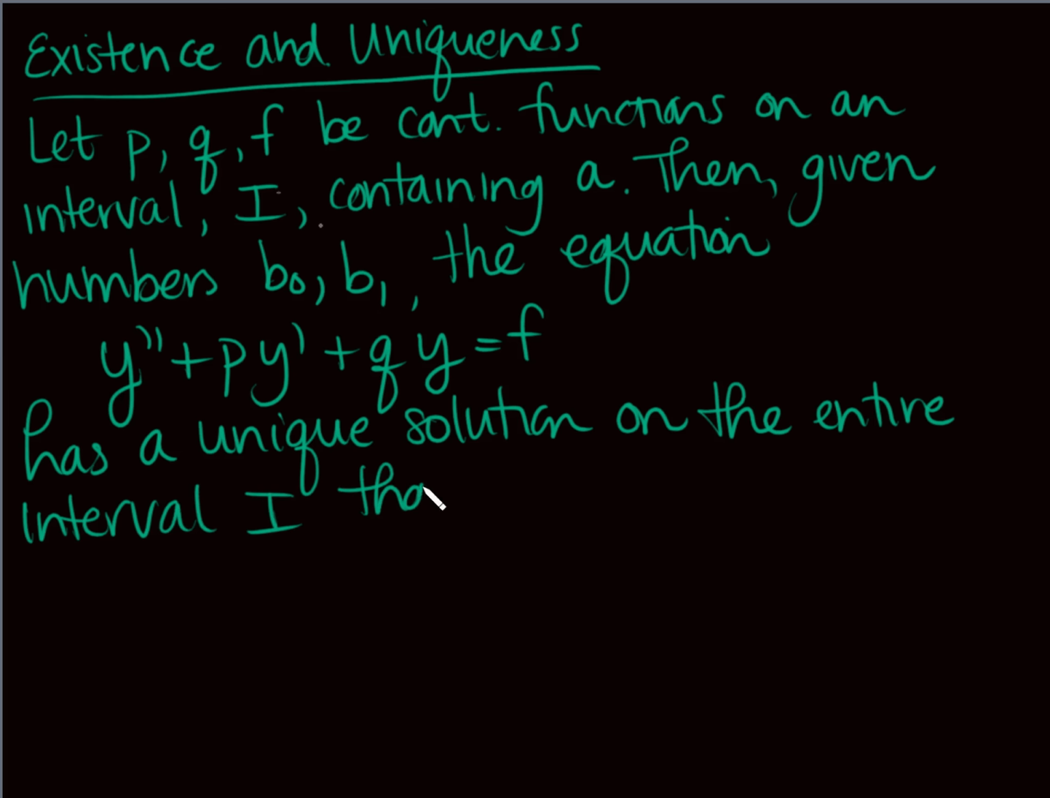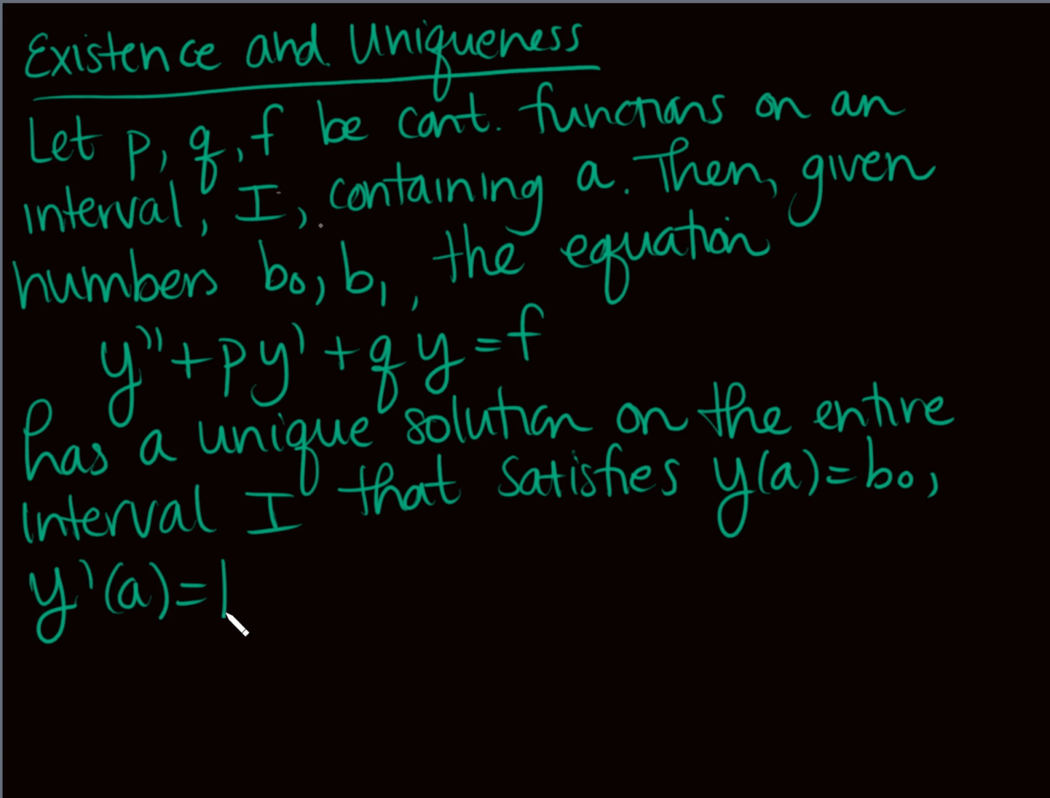And the solution, it's a solution that satisfies the initial conditions, y of a equals b naught, and my other initial condition, y primed of a now equals b sub 1. So this existence and uniqueness theorem is quite a bit more lenient than the one that we've dealt with before. All I need is continuity of these three functions right here, and we're going to be good to go.